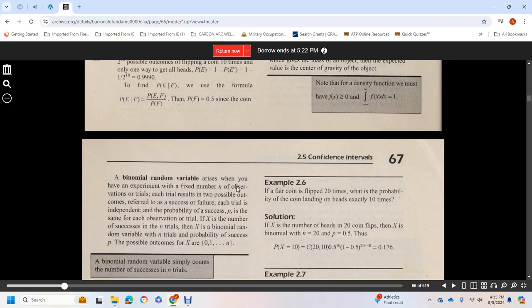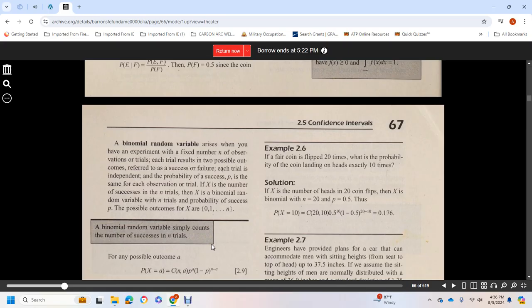A binomial random variable arises when your experiment has a fixed number of observations or trials. Each trial resolves into two possible outcomes, referred to as success or failure. Each trial is independent, and the probability of success, p, is the same for each observation. If x is the number of successes in n trials, then x is a binomial random variable with n trials and probability of success p. The possible outcomes of x are 0, 1, 2, up to n.